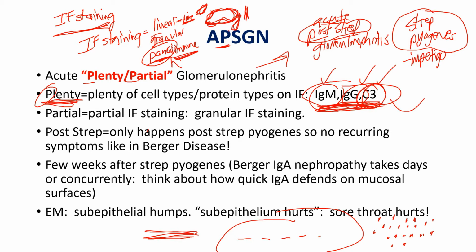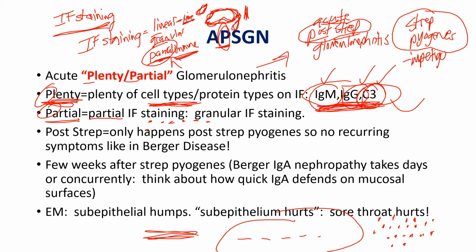The next one. Now we've remembered that P was for plenty. Also think P is for partial. Partial is telling you what type of staining it'll have. When you put it under immunofluorescence, this particular disease, acute Poststrep glomerulonephritis, will have a granular immunofluorescence stain. How does that relate to partial? Because if something is partially stained, that means it's not going to be a solid line like it would in linear. It's going to be kind of dotted or every now and then. That's called a granular stain. So that helps you remember. So P for plentiful, that's telling you it has IgM, IgG, C3, and P for partial IF staining or granular immunofluorescent staining.